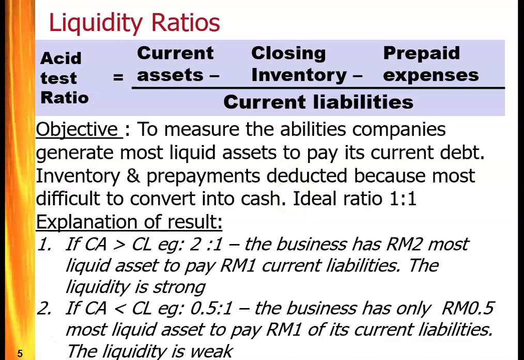Okay, some books use the term quick ratio for the asset test ratio, and some books may use the term most liquid ratio. It depends on which term they use, but it is more or less the same.